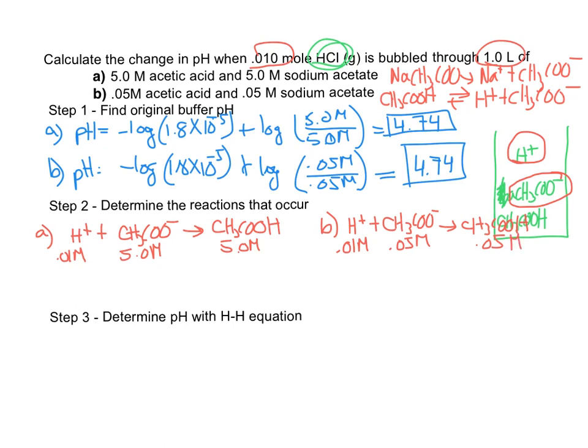All right, let's start with A. Looking at these, which one's my limiting reactant? Looks like I have a lot less of this one, so that's my limiting reactant. That's how much is used up: minus 0.01 molar, minus 0.01 molar, plus 0.01 molar. At the end, I end up with 0 H pluses, I have 4.99 molar of this one, and I have 5.01 molar of that one.